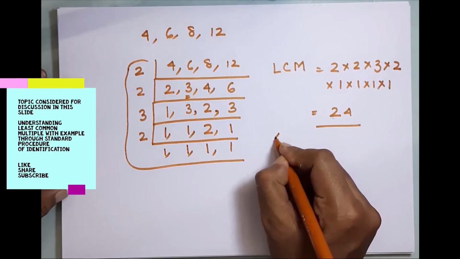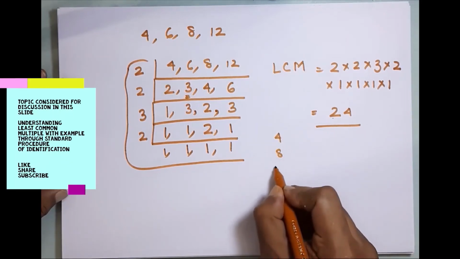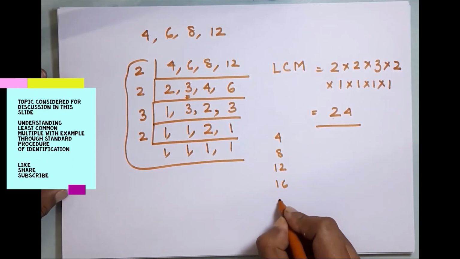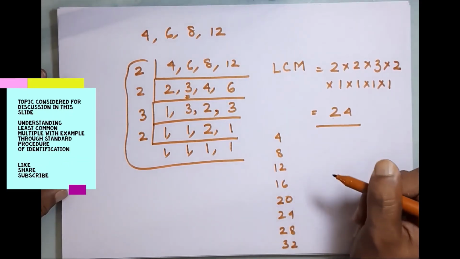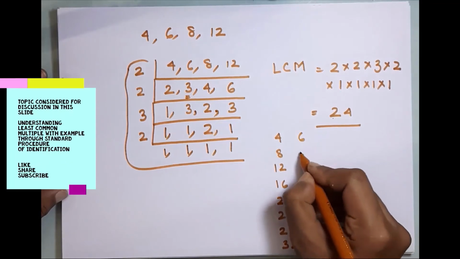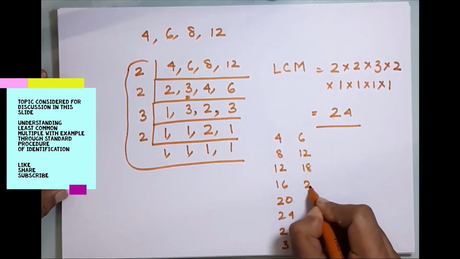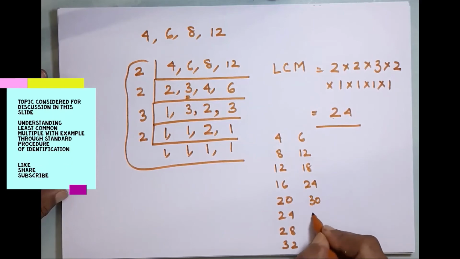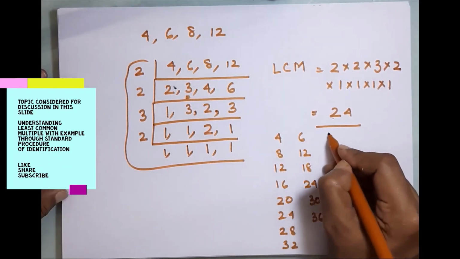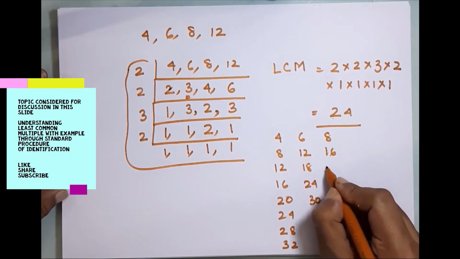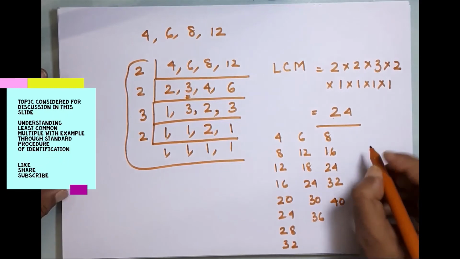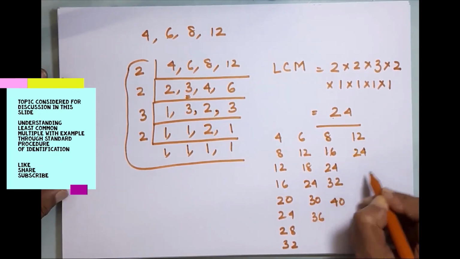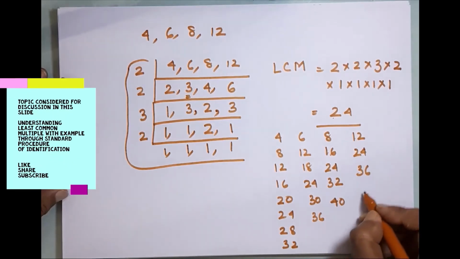So if I write down the multiples of 4, it will be 4, 8, 12, 16, 20, 24, 28, and 32. I think we'll be able to manage with these numbers. What about 6? 6, 12, 18, 24, 30, 36. What about 8? 8, 16, 24, 32, 40, and so on. What about 12? 12, 24, 36, these are all the multiples of 12, 48.